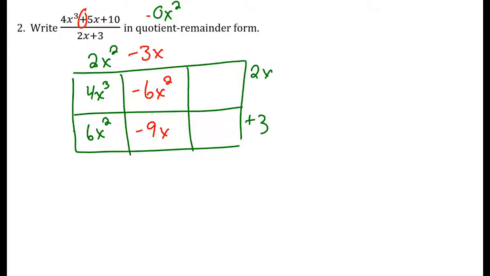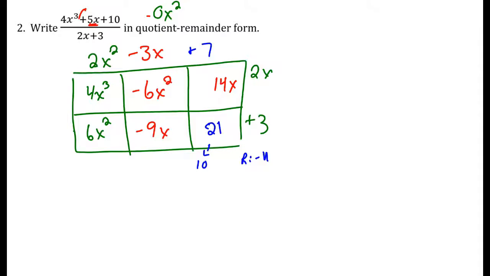Negative 9x. I have negative 9x, I want 5x. So I'm going to need to add, how many? I'm going to need to add 14 there. 14x minus 9x is 5x. And I get 7 times 2x is 14x. 7 times 3 is 21. But I want to get out 10. I only want 10 in there. So I have a remainder of negative 11, because 21 minus 11 gives me 10.